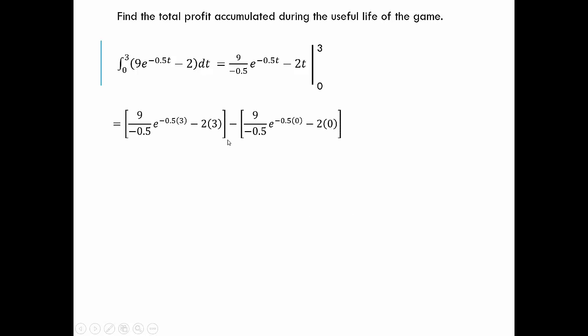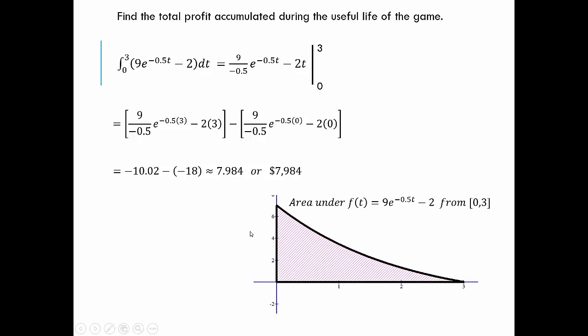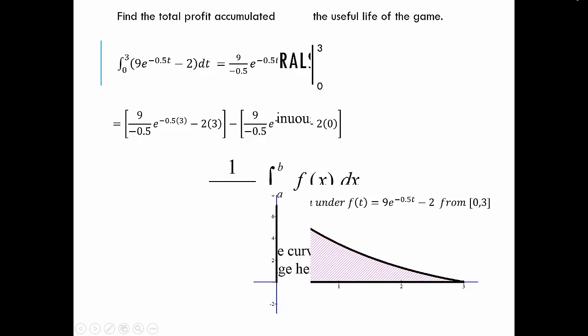Find the total profit accumulated during the useful life of the game. Well, then I need the actual profit function to find total profit. And we said the useful life was up to 3 years. So this would be from 0 to 3. I take this and I find my antiderivative. And I plug in my values and just throw all that in your calculator. And remember, they said this was in thousands. So again, what you're finding is the area underneath this curve. So you're still doing the same thing with finding area.